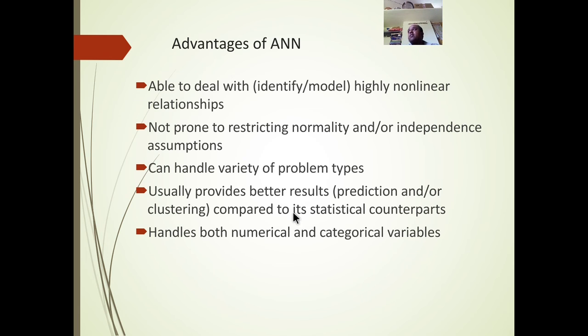So what are the advantages of artificial neural networks? They are able to deal with highly non-linear relationships, not prone to restricting normality or independence assumptions, can handle a variety of problem types, usually provide better results compared to their statistical counterparts, and handle both numerical and categorical variables.